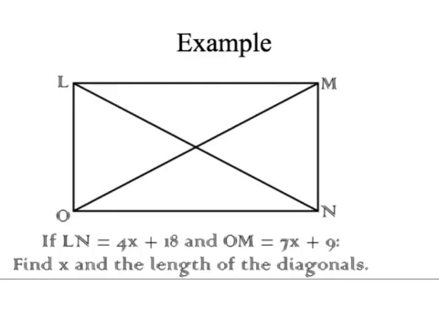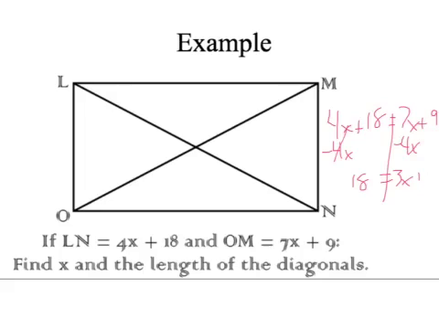So we know from the previous slide that diagonals are equal to each other. So then I can take 4x plus 18 and set it equal to 7x plus 9. I do this to solve for x. We have to find x first and then the length of the diagonal. You want to subtract 4x from both sides. Move your smallest variable first. Gives me 18 is equal to 3x plus 9. Subtract 9 from both sides. Always move your constant once you get to a two-step. 18 minus 9 is 9. Divide by 3. So x is equal to 3.